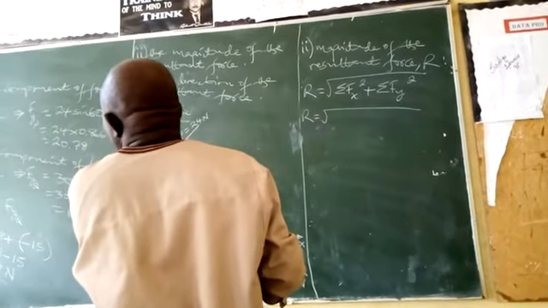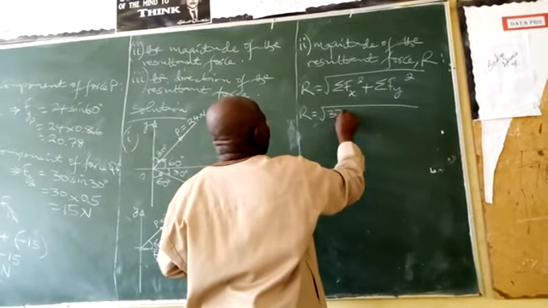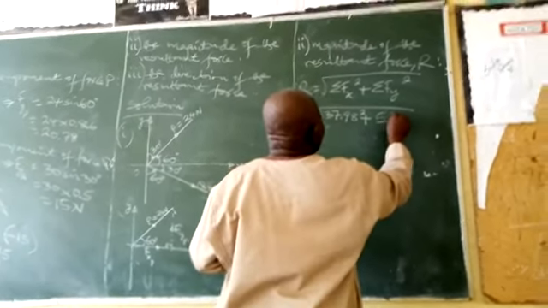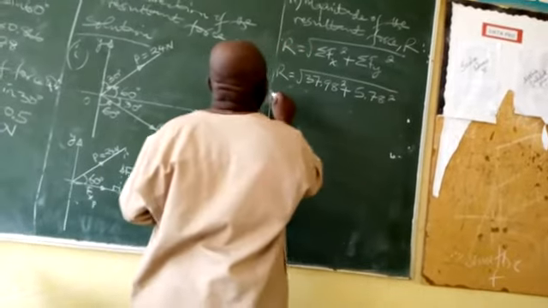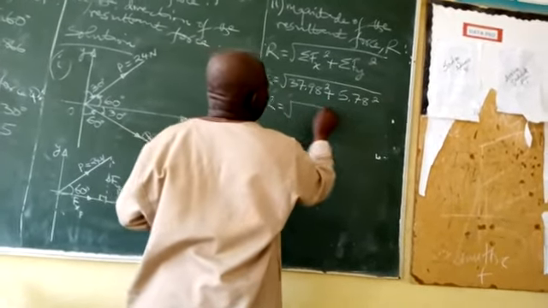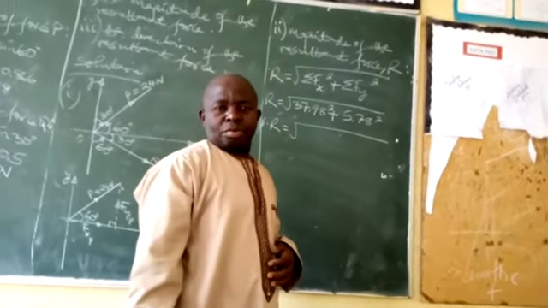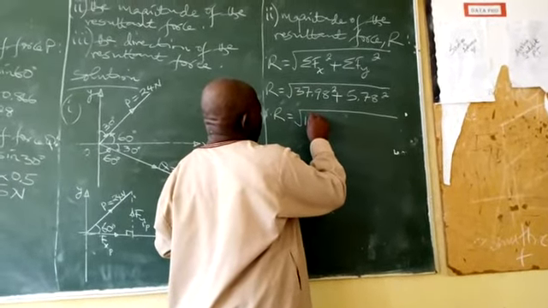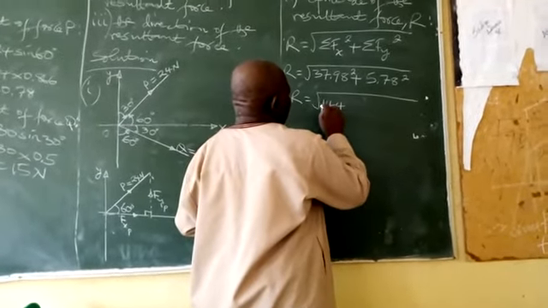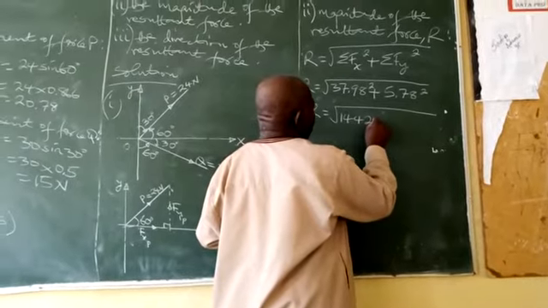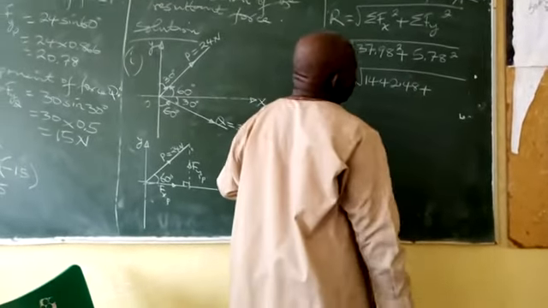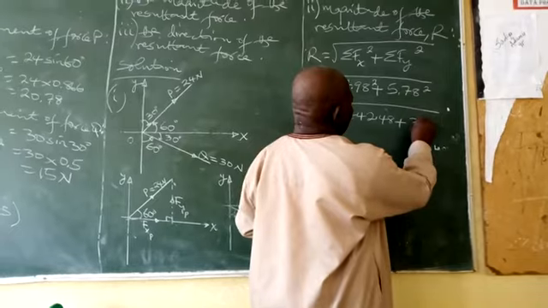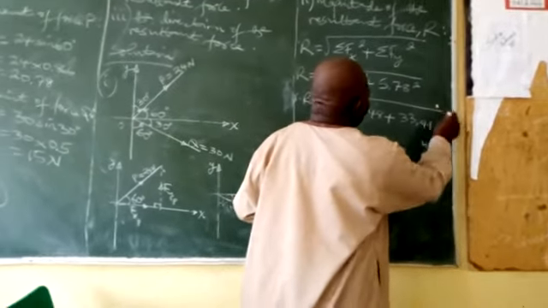So R is equal to the root of 37.98 squared plus 5.78 squared. So R is equal to the root of 1442.48 plus 5.78 squared.